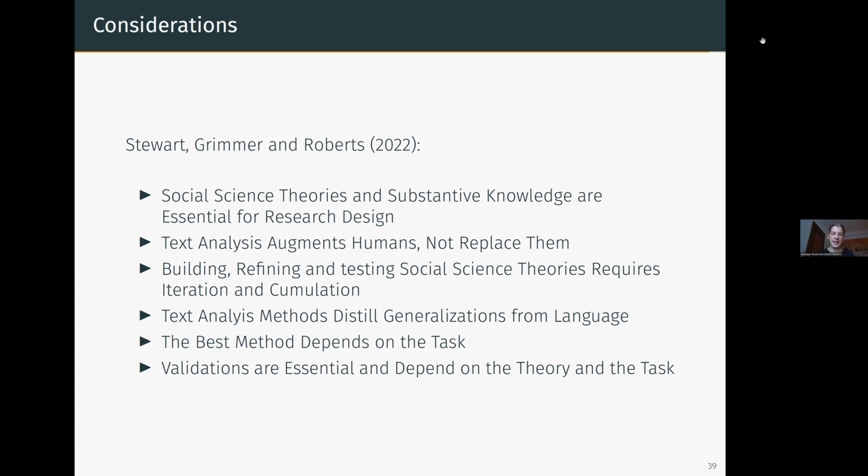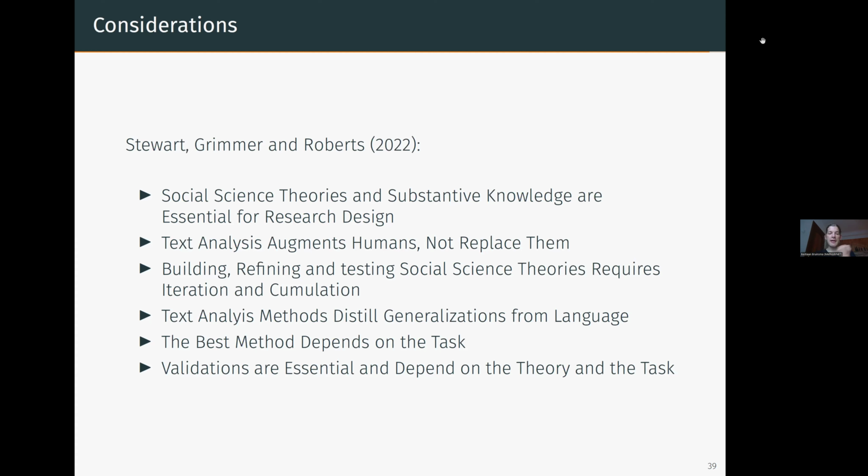Then text analysis methods distill generalizations from language. So whatever we do, we always lose something. Yeah. And we are just wanting to know something like, we've got this big corpus of text. What is it about? We have questions about it. We want to ask that text some questions. And the best method, therefore, depends on the task, like I said. And the task, what is your task? What's your question? What do you want? And by that, you choose the method.